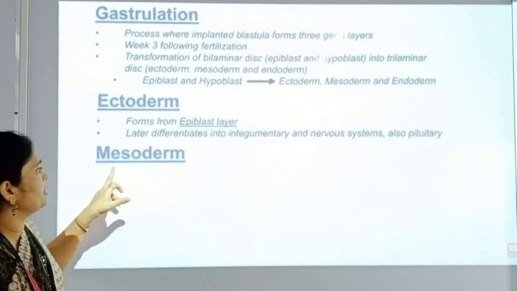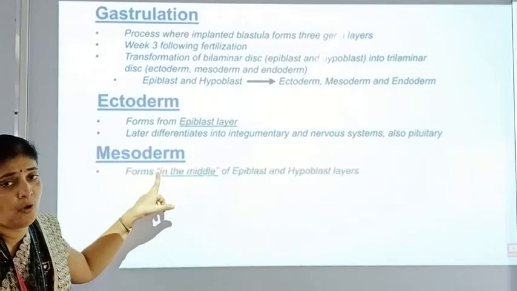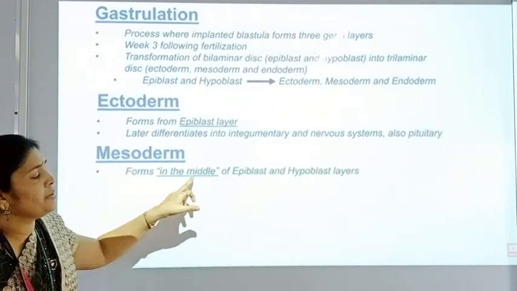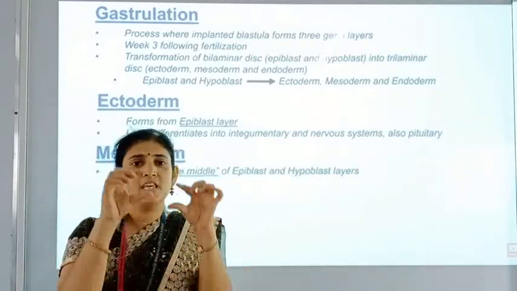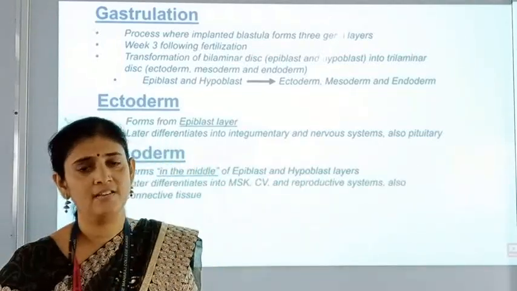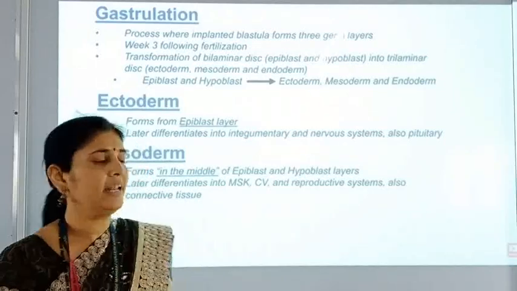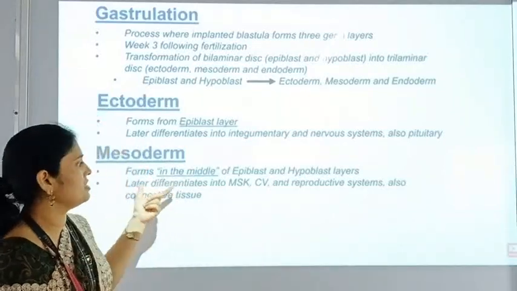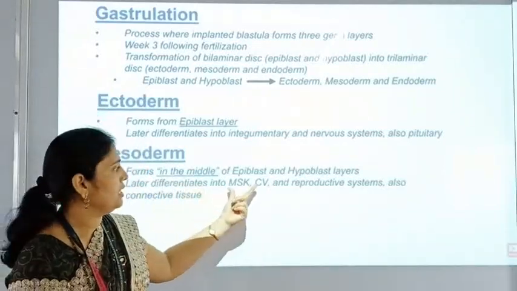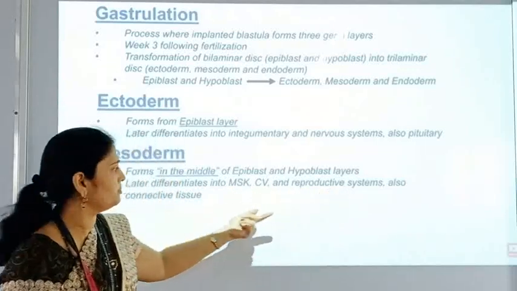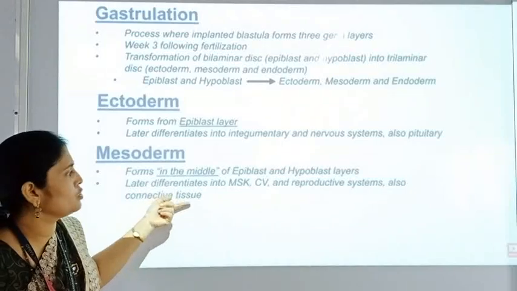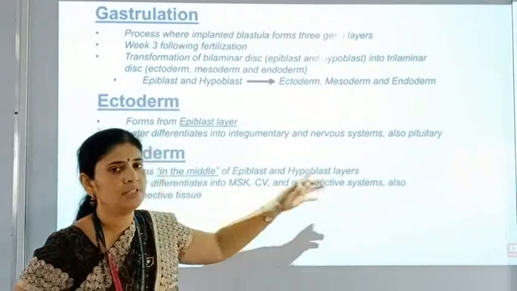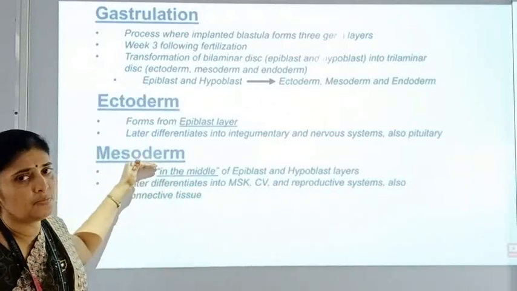Then the mesoderm layer is formed in the middle, between the epiblast and hypoblast layers. This third layer, the mesoderm, laterally differentiates into the reproductive systems and the connective tissue. Different connective tissues and the reproductive systems are developed with the help of this mesoderm.